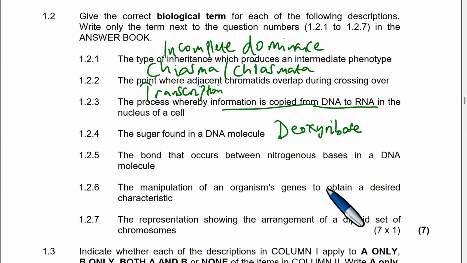Deoxyribose. The sugar found in a DNA molecule. What is the sugar found in a DNA molecule? It's called the deoxyribose. That is the sugar found in a DNA molecule.